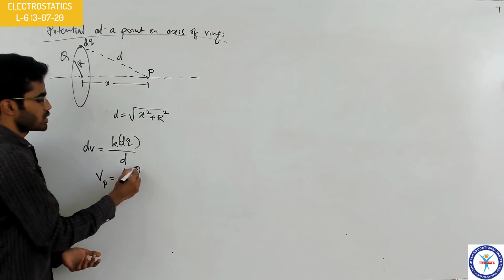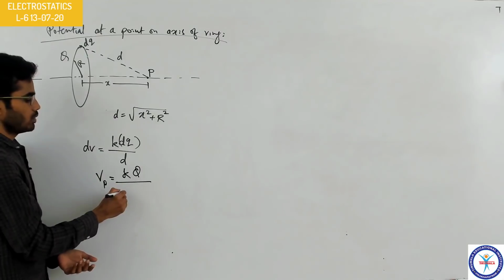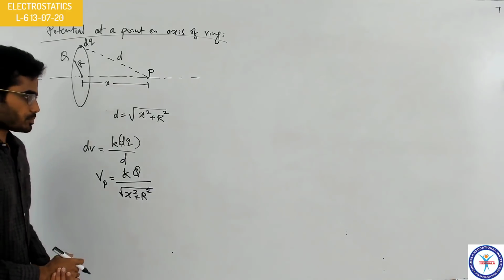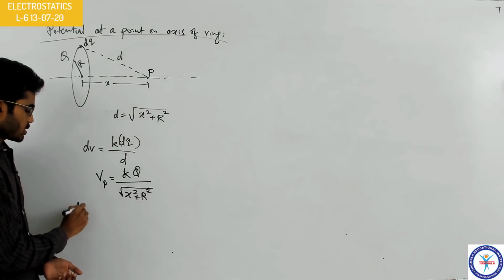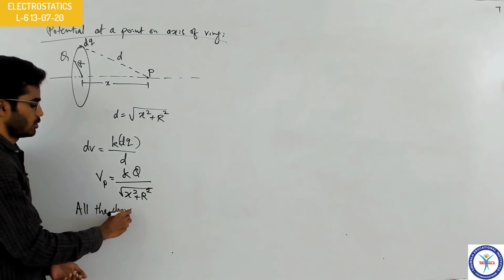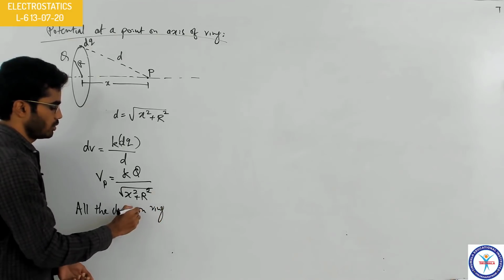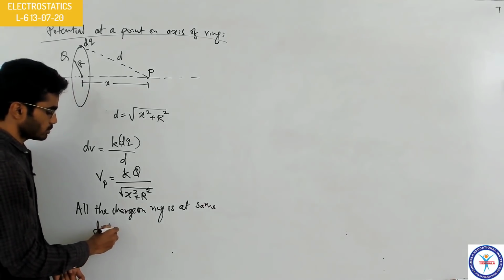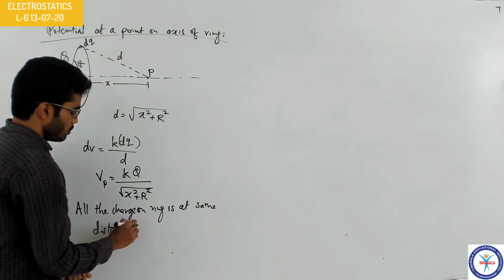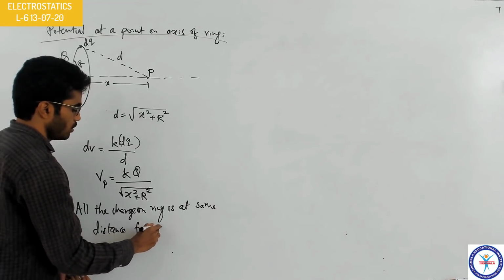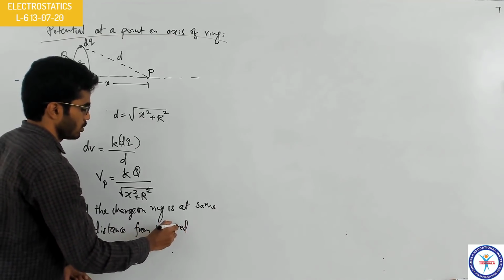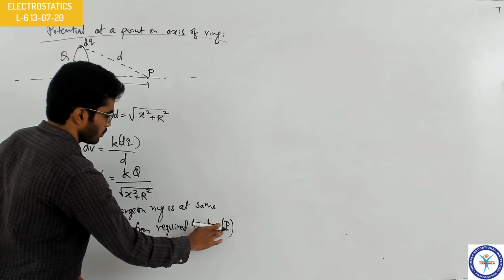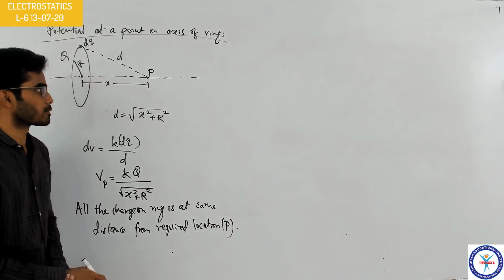Here Q is the total charge, but the distance is now root over x square plus r square, right? All the charge on the ring is at the same distance from the required location where you want to calculate the potential. So this is the idea.